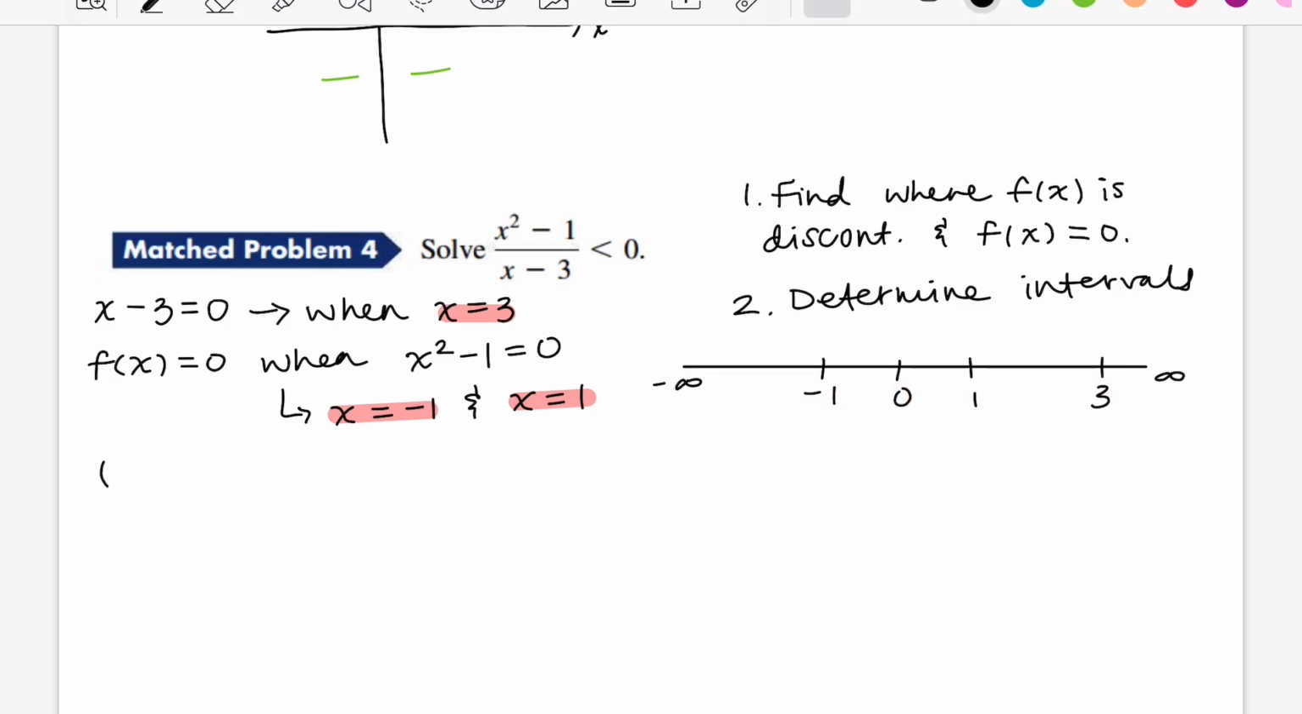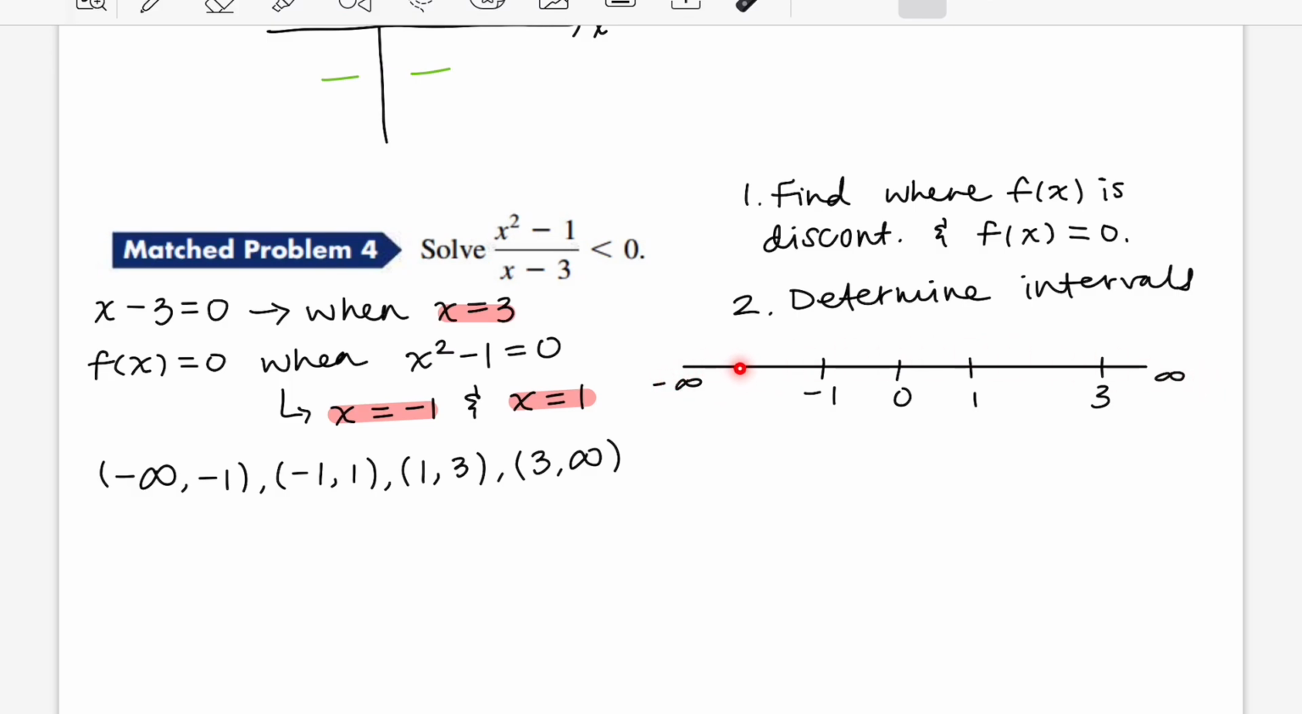So our first interval is going to be negative infinity all the way to negative 1, so this region here. Then our second interval is going to be this region here between negative 1 and 1. These are our partition numbers here. Our next one is going to be from 1 to 3. And then our last interval will be from 3 to infinity. All right, so now we have broken up our number line into these intervals.